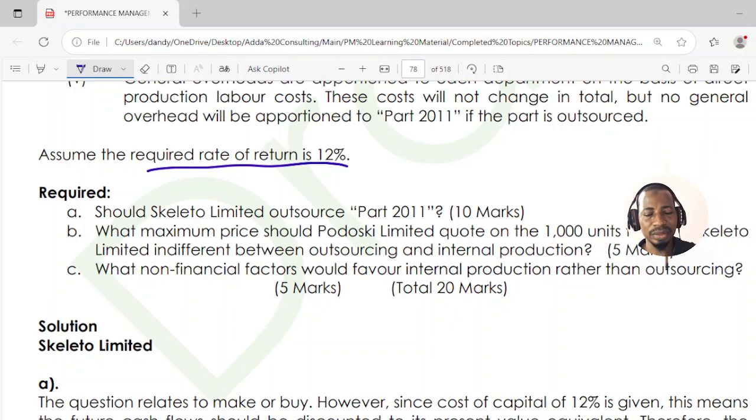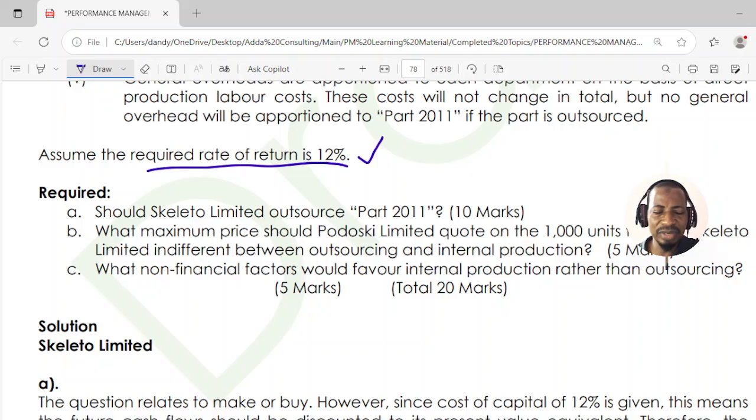Why? Because the examiner has given you a cost of capital of 12%. Whenever you have a cost of capital in a question, it means that you are expected to discount the future cash flow to the present value equivalent before determining whether you should make or buy Part 2011.